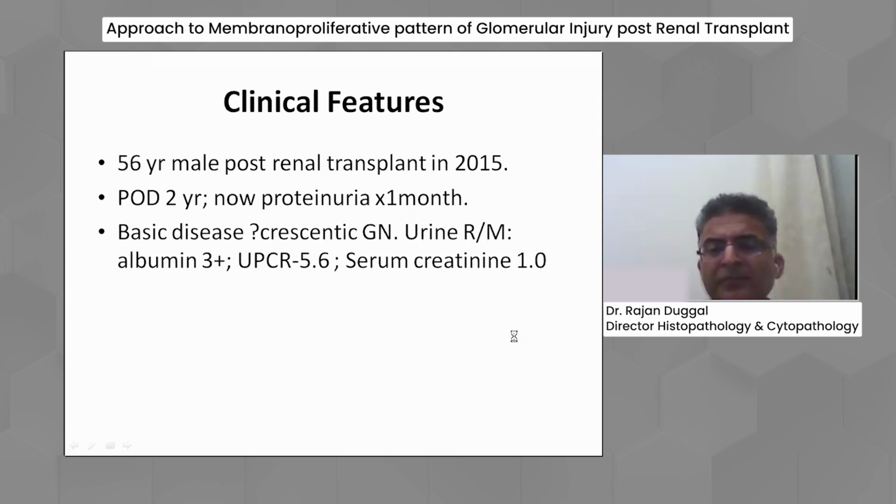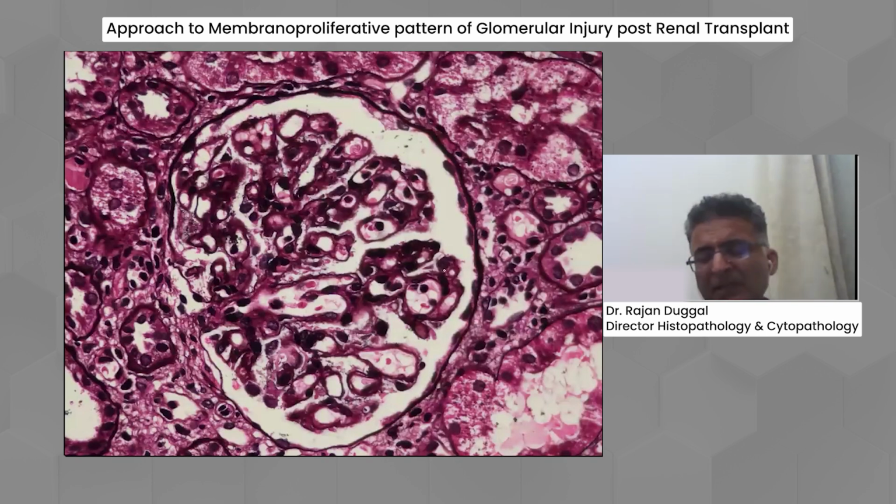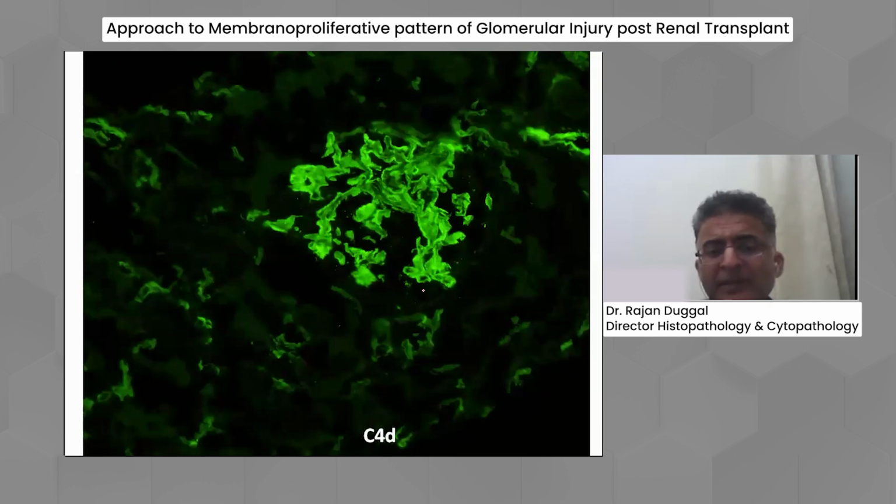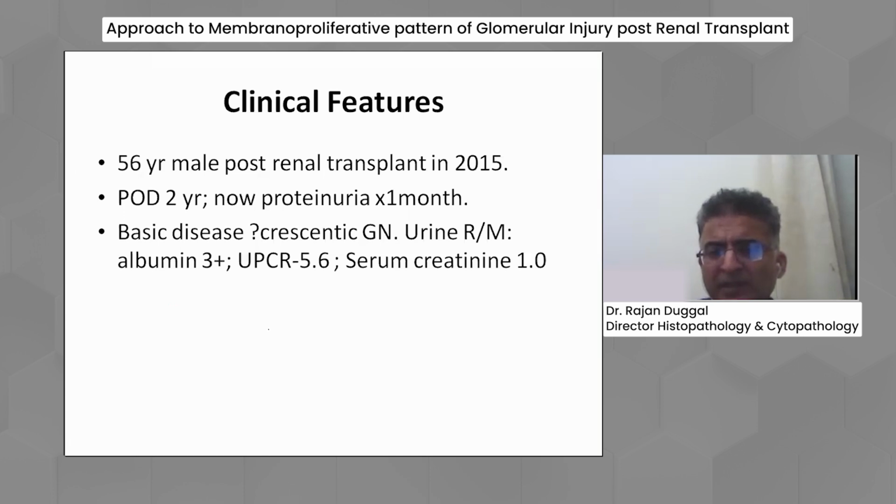This is a silver stain which shows evidence of lymphocytes within the glomerular capillary loops. I won't say there was a significant duplication, but this area showed a very minimal duplication. So it was like a CG1B, a very early transplant glomerulopathy with evidence of mild microvascular inflammation. C4D was showing positivity in the peritubular capillaries. That means surely we are dealing with a chronic AMR. The only problem was the patient had significant proteinuria, UPCR 5.6.